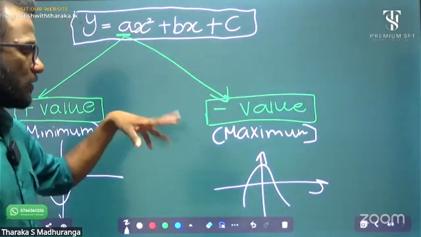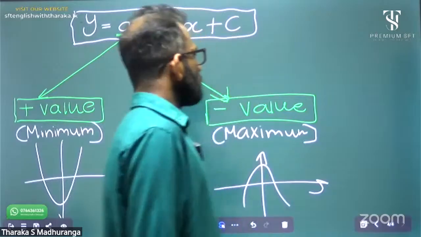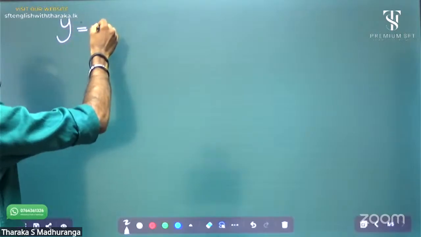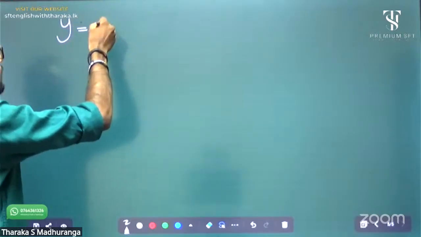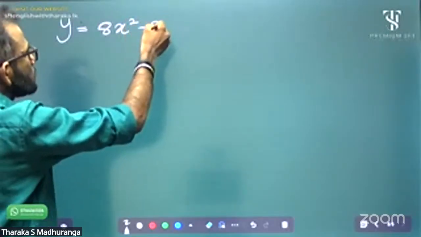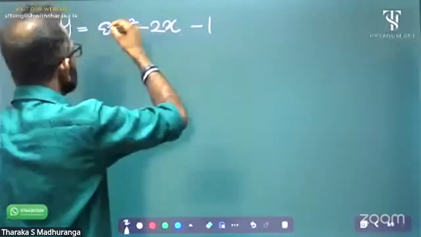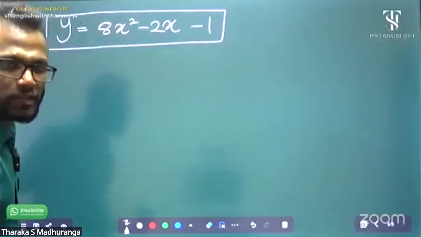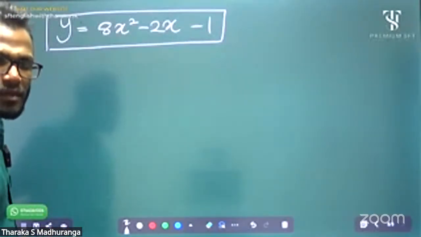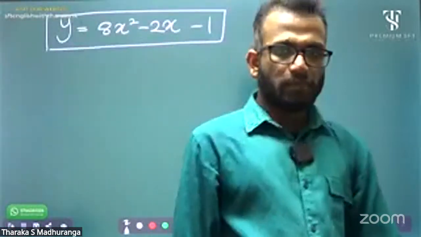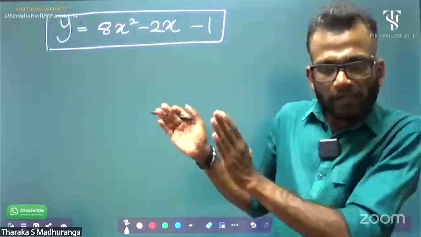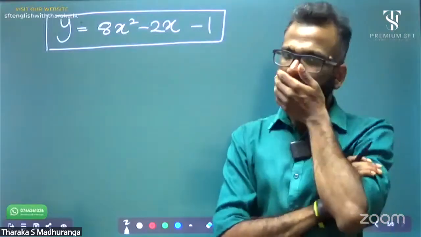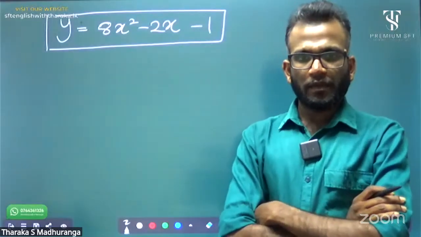Now you can find. Okay. Now example, this is example number 1: y equals 8x squared minus 2x plus 1. Is this quadratic function maximum or minimum? Can you identify? How about the shape of this quadratic function? Quickly. Is it maximum or minimum? What's the shape? Okay, how can you identify?